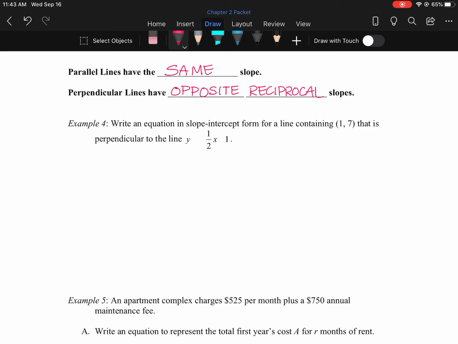Okay, so opposite reciprocal slopes. For number 4, write an equation in slope-intercept form for a line containing the point (7, 1). As soon as I see that, I think x, y. The line is perpendicular to the line, and again we're missing a whole bunch of stuff, it should be y equals negative 1/2 x plus 1.